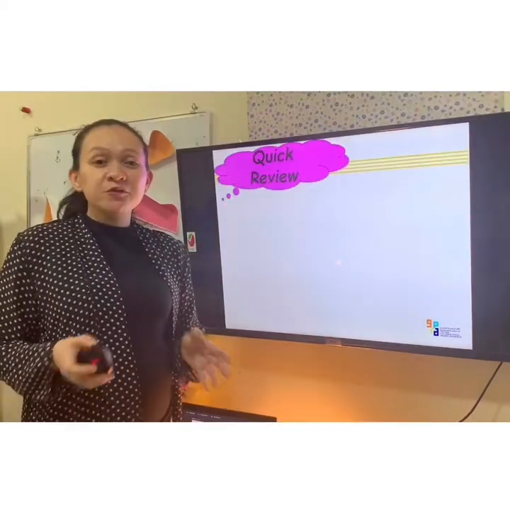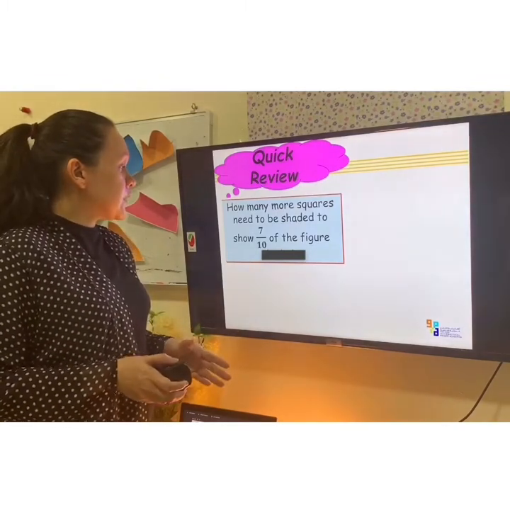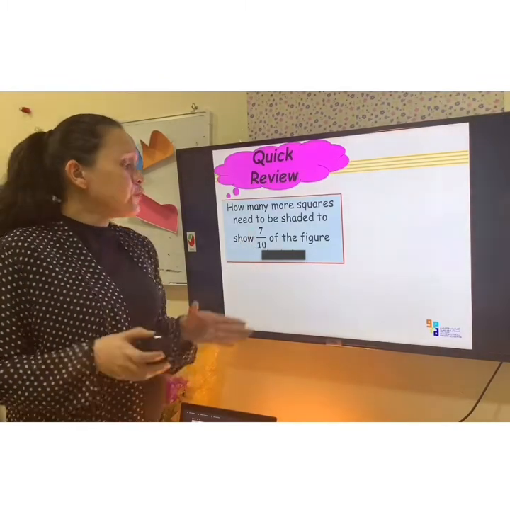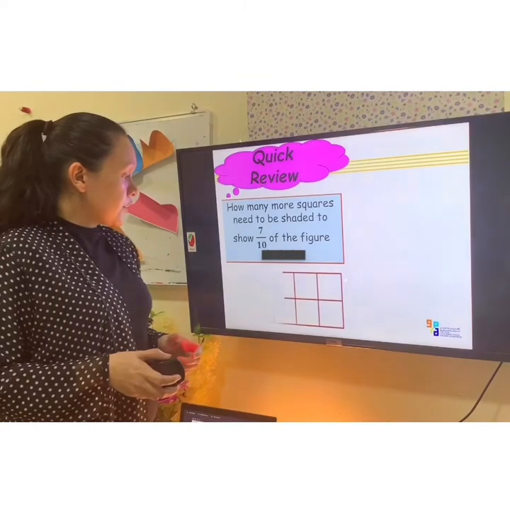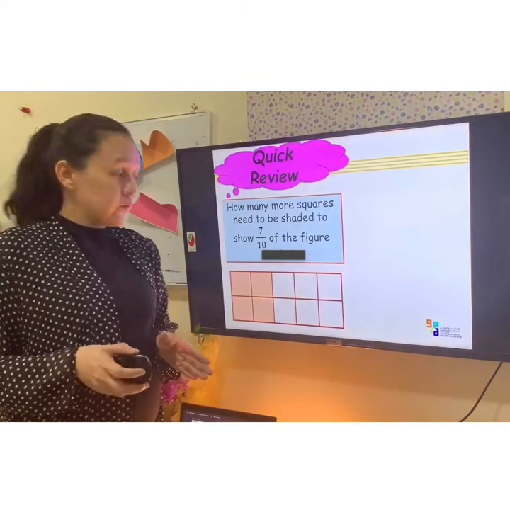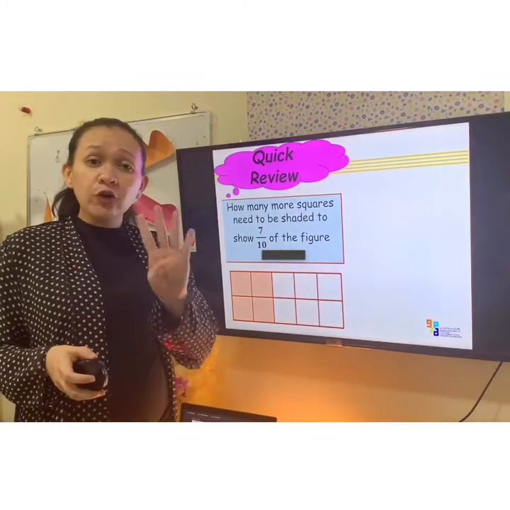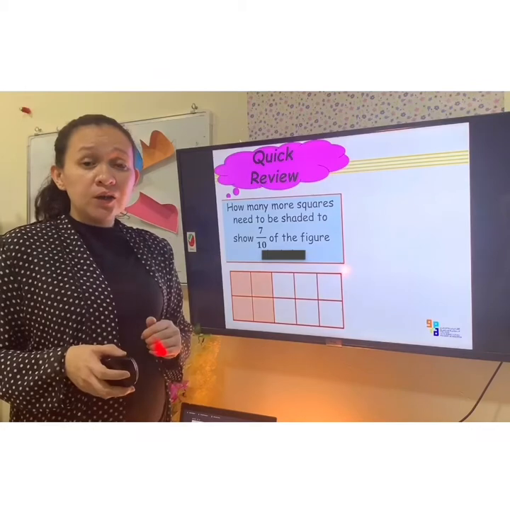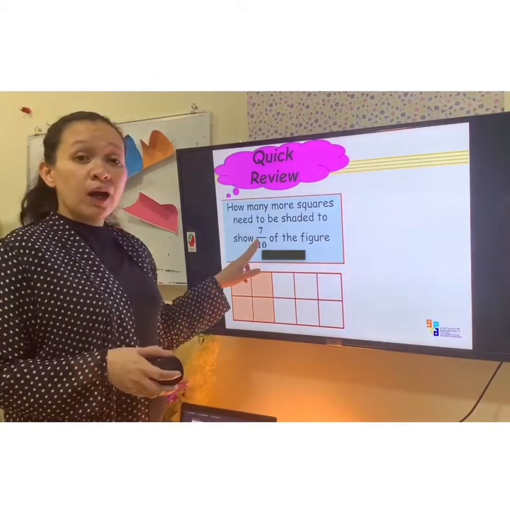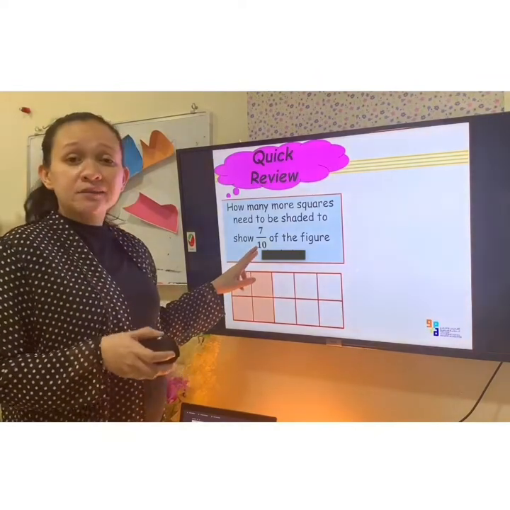Now let's move to our quick review. How many more squares need to be shaded to show 7/10 of the figure? So I have here a figure. Then we are going to check the number of shaded parts. Here, 1, 2, 3, 4. We have only 4 parts that are shaded in. So, we are going to add how many parts? Our number here is 7/10.